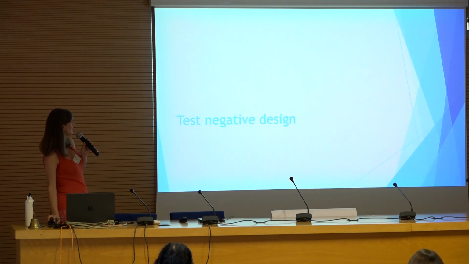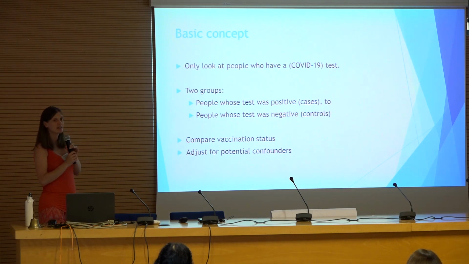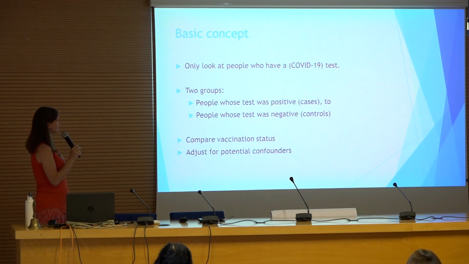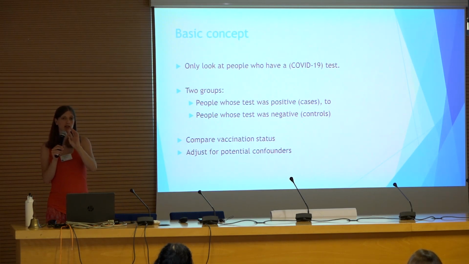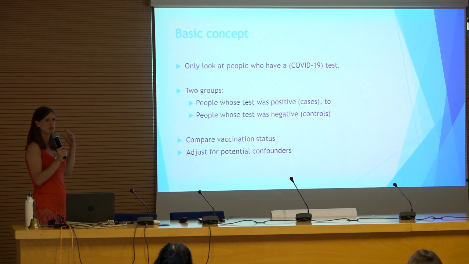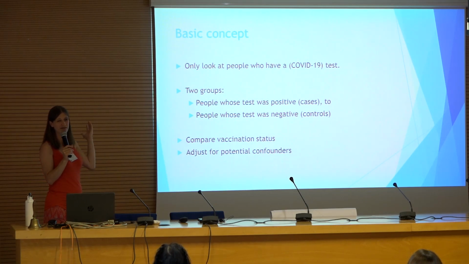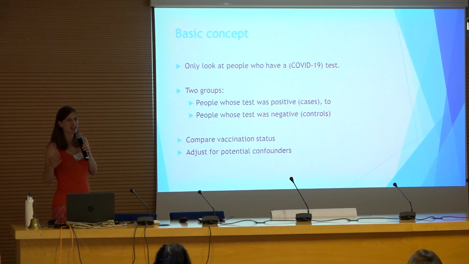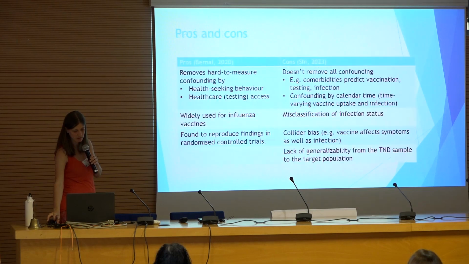So this is the test negative design. Now the basic concept is we're only going to look at people who've had a COVID test. And we're going to split them into 2 groups. We're going to split them into cases, so people whose test was positive, and controls are the people whose test was negative. And we're going to compare the cases and controls in terms of their vaccination status. So what sort of design is this sounding like? It's just a case control study, which we know all about analysing. So we're going to adjust for potential confounders using exactly the methods we've been learning this week.